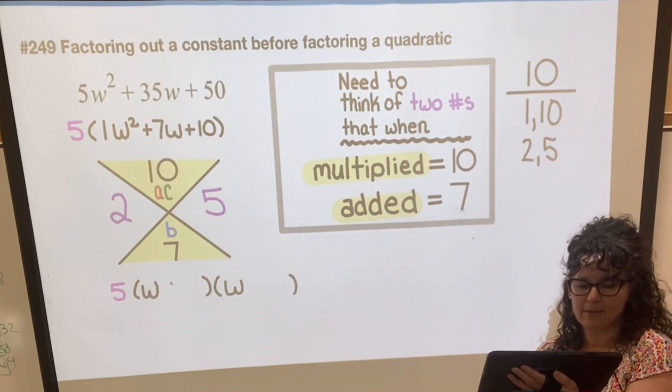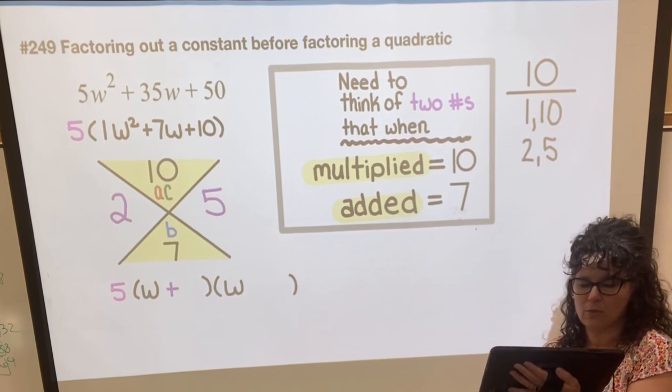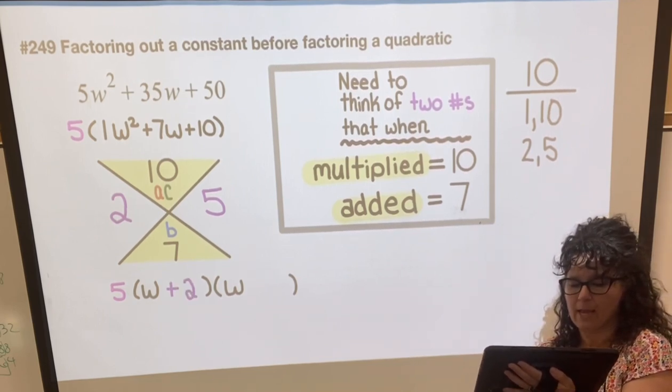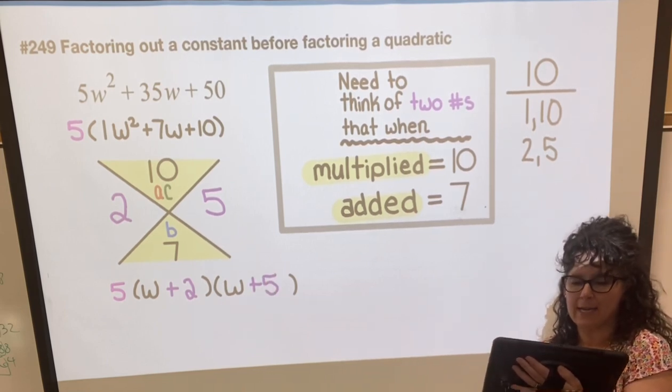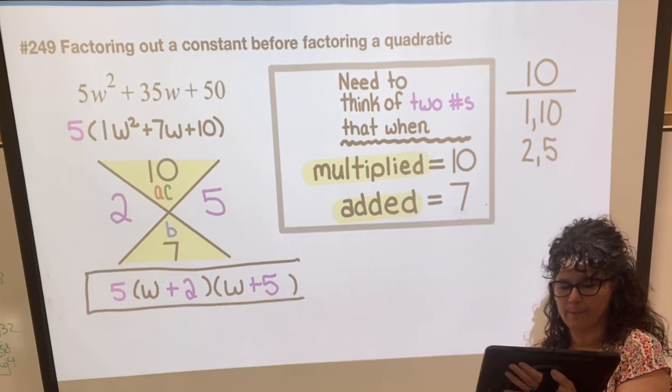So that means that this is plus 2 and plus 5. That is my final answer.